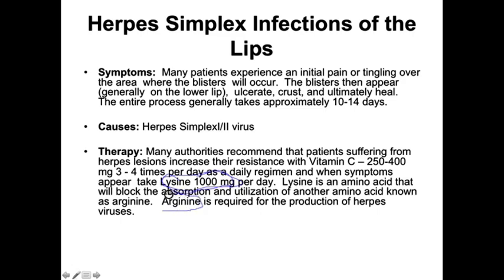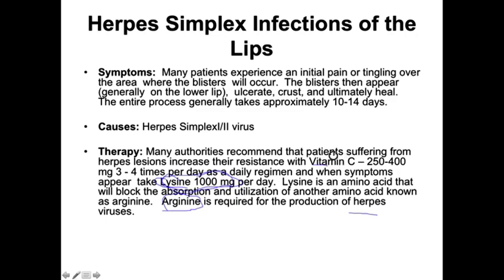And the herpes virus loves to thrive on arginine. So arginine is required for the herpes virus to thrive, but lysine competes with it. So if we increase the amount of lysine in the system using that amino acid L-lysine and some vitamin C, beautiful. A lot of people take high-dose vitamin C, like 1,000 milligrams a day.